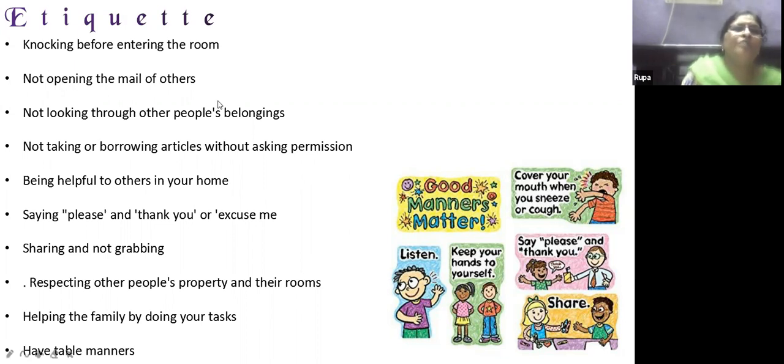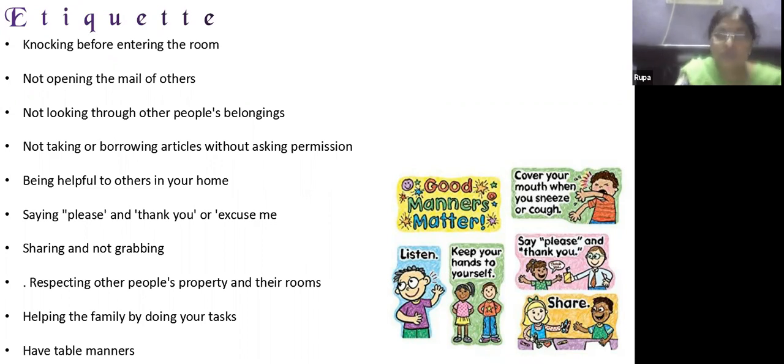Not opening the mail of others. This is the tech world, all world of internet and mails and all. So you must have the manners of not looking into the mails of others which do not belong to you. Don't even try to open them. It is considered to be bad manners if you open the mails of others. Not looking through other people's belongings. If the things do not belong to you, it is not your property. You don't have any right to open the bags when they're not there.